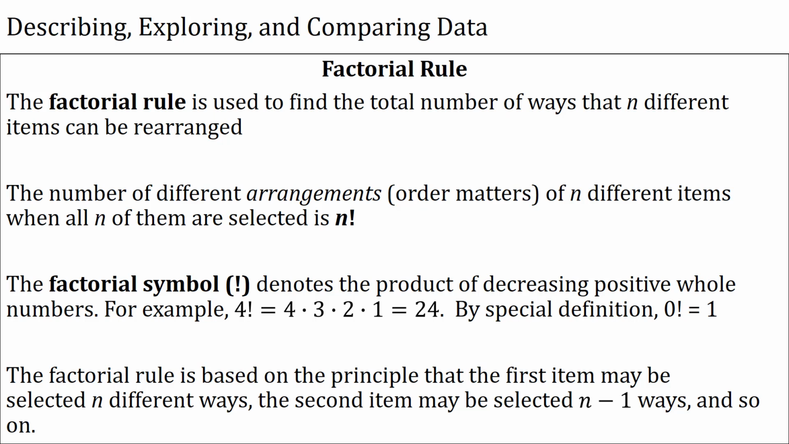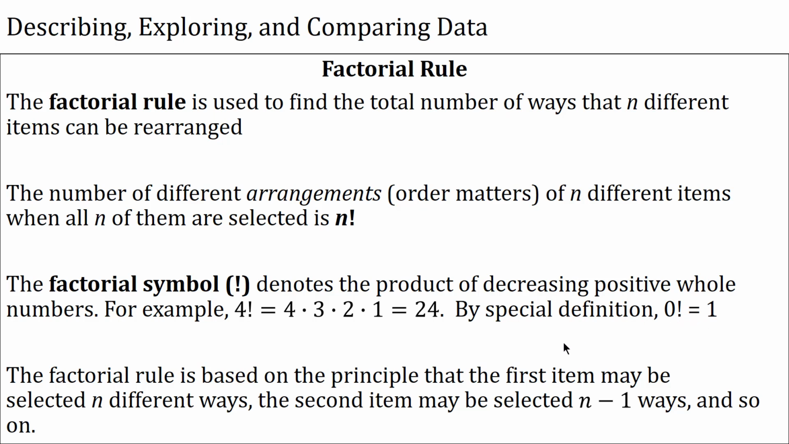So right here there's an example. 4 factorial. What that actually says is 4 times 3 times 2 times 1. You do multiplication between each descending digit from the number that's listed as your factorial. So if it was 10 factorial, it'd be 10 times 9 times 8 times 7 and so forth. You do not multiply by 0, otherwise every factorial would end up equaling 0. But 0 can be a factorial, and by special definition 0 factorial equals 1.